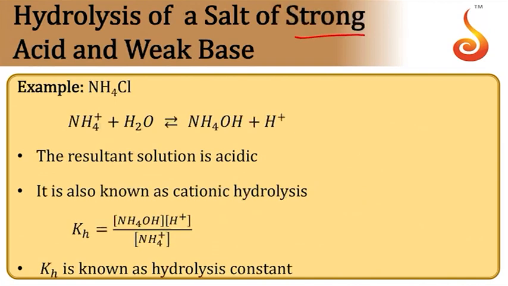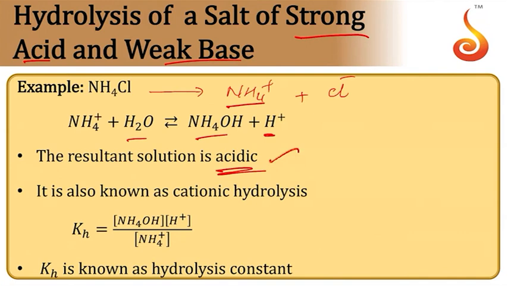Now let us take the hydrolysis of the salt of a strong acid and a weak base, say ammonium chloride. When you dissolve ammonium chloride in water, it first undergoes ionization, giving NH4 plus and Cl minus ions. Ammonium ions react with water and produce ammonium hydroxide plus H plus ions. So the solution is going to be acidic in nature.